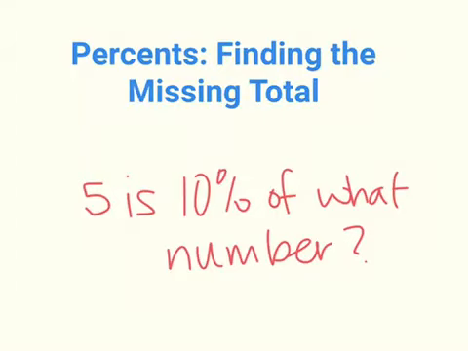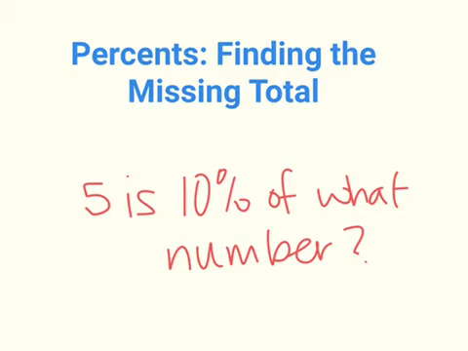In this screencast, we are going to talk about percents, but more specifically finding the missing total, or finding what number makes up the whole part of our equation. So if you look at the screen, you'll notice that this statement, 5 is 10% of what number, is a little bit different than what we've been looking at with the percent of a number, where we would say 10% of 5 is this. So we're going to walk through and talk about how you would figure this information out.